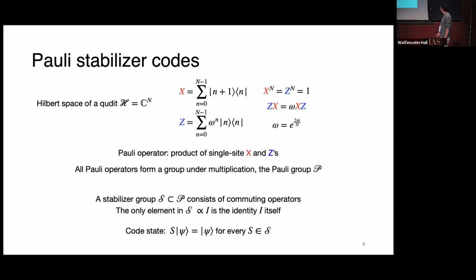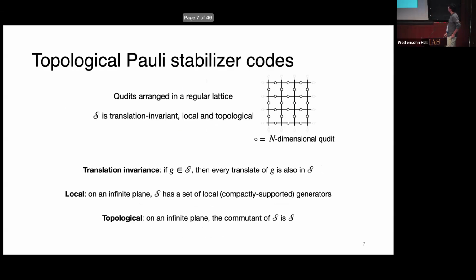Okay. Now, once we define the stabilizer group, we can define the code space, which is the space of states that are invariant under all the stabilizers. I'll refer to it as the code state. Okay, so this is the setup. Now, so far it's just a Pauli stabilizer code without any notion of locality. So now I'll bring locality into the game.